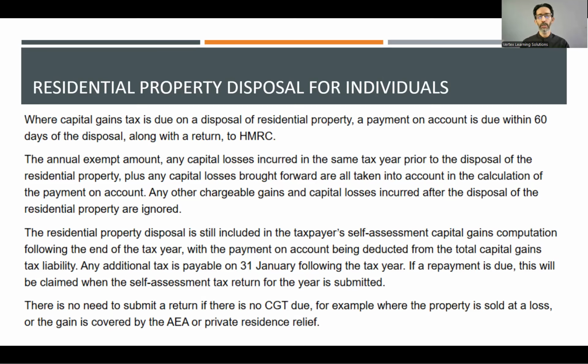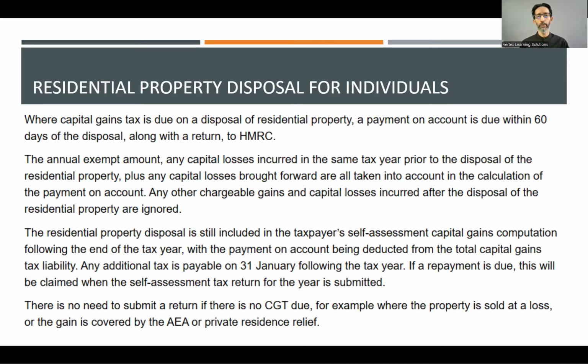But you need to know that whenever we calculate the tax that is paid on the residential property, we take all the capital losses that have taken place during this year before the sale of the residential property. We also give the annual exempt amount to the residential property. And if there are any capital losses brought forward, they would also be given to the residential property to reduce the amount of the gain, because that is due within 60 days. This is how we do the calculation.